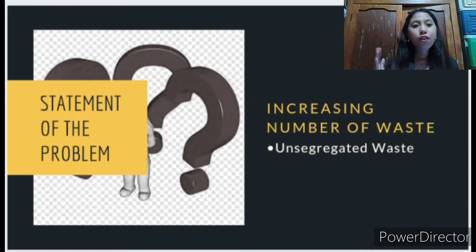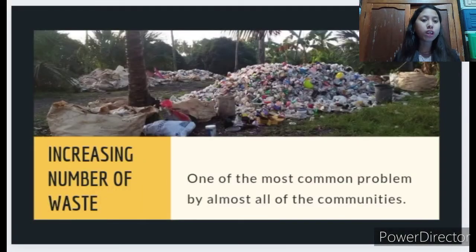Okay, let's start. First is the statement of the problem. The main problem here is the increasing number of waste, and under this problem is the unsegregated waste. Increasing number of waste is one of the most common problems faced by almost all of the communities. In Davao City, particularly in ours and neighboring community, are no exemption to that problem.